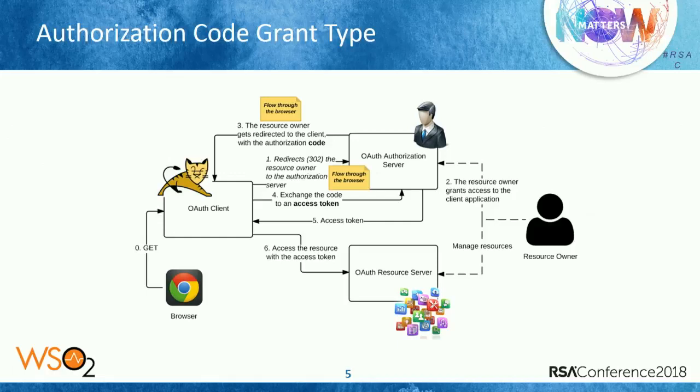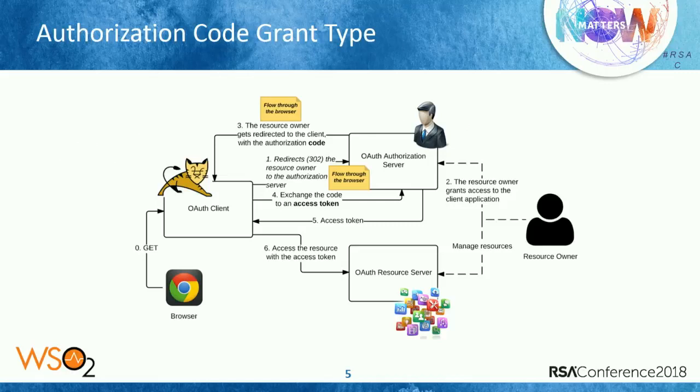So it's a redirection, so it goes to the browser. Then the resource owner authenticates to the authorization server and approves the request from the OAuth client, and then the authorization server will issue a temporary code to the OAuth client. So once again, it's a redirection, so the code goes to the browser. So the end user or the resource owner can see the code.